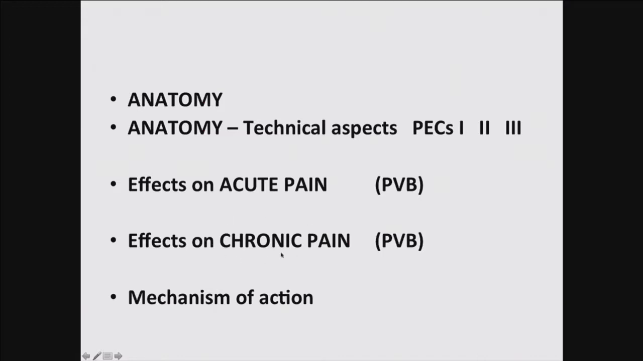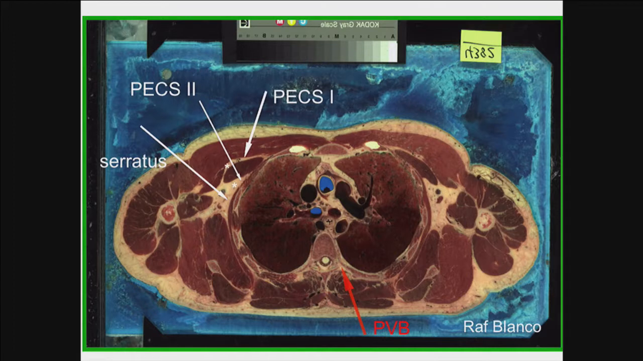The most important is that PEC blocks help you to minimize the incidence and the severity of chronic pain. And then we will move to some mechanisms of action. I will skip some slides because it is already very late. So the paravertebral block is obviously a central block, while the PEC 1, 2, and serratus blocks are obviously distal and peripheral blocks.